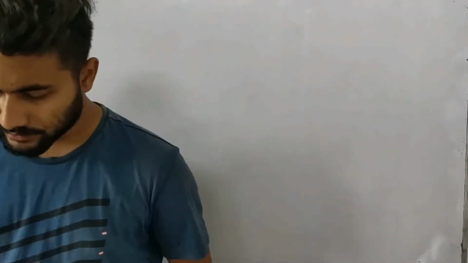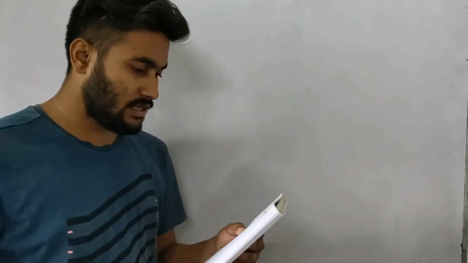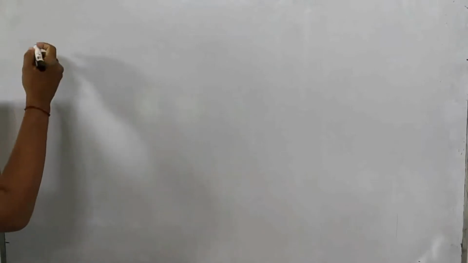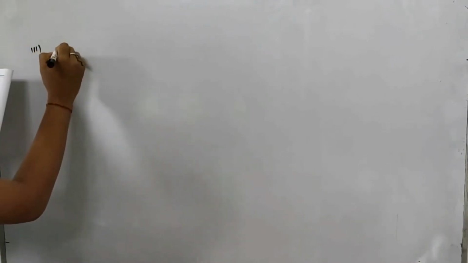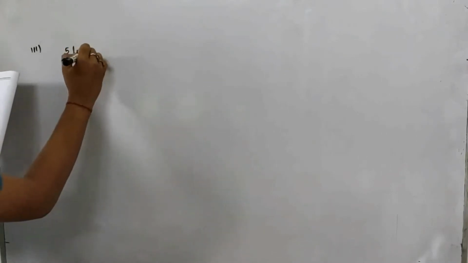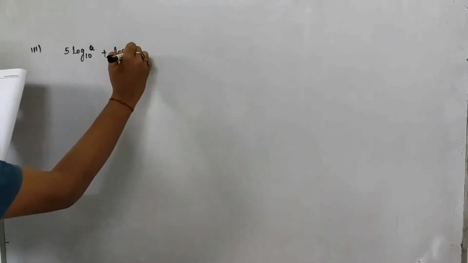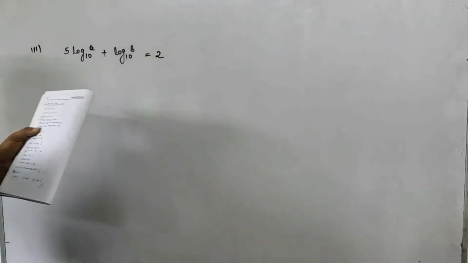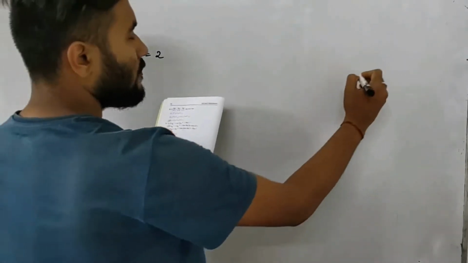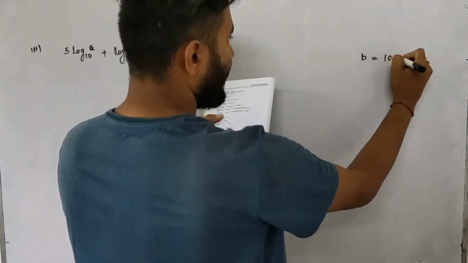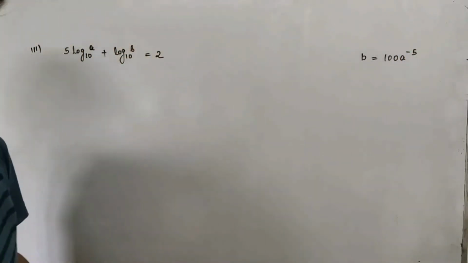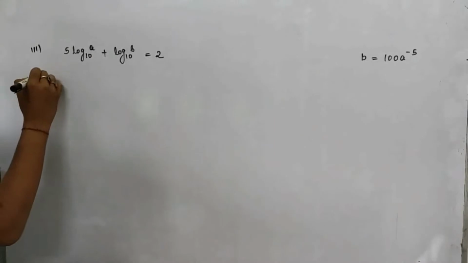Let us see number 3. 5 log a base 10 plus log b base 10 is equal to 2. Then show that b is equal to 100 a to the power minus 5. Okay, so number 3, this one: 5 log a base 10 plus log b base 10 will be equal to what? 2. We have to show what? B is equal to 100 a to the power minus 5. Okay, now solution.